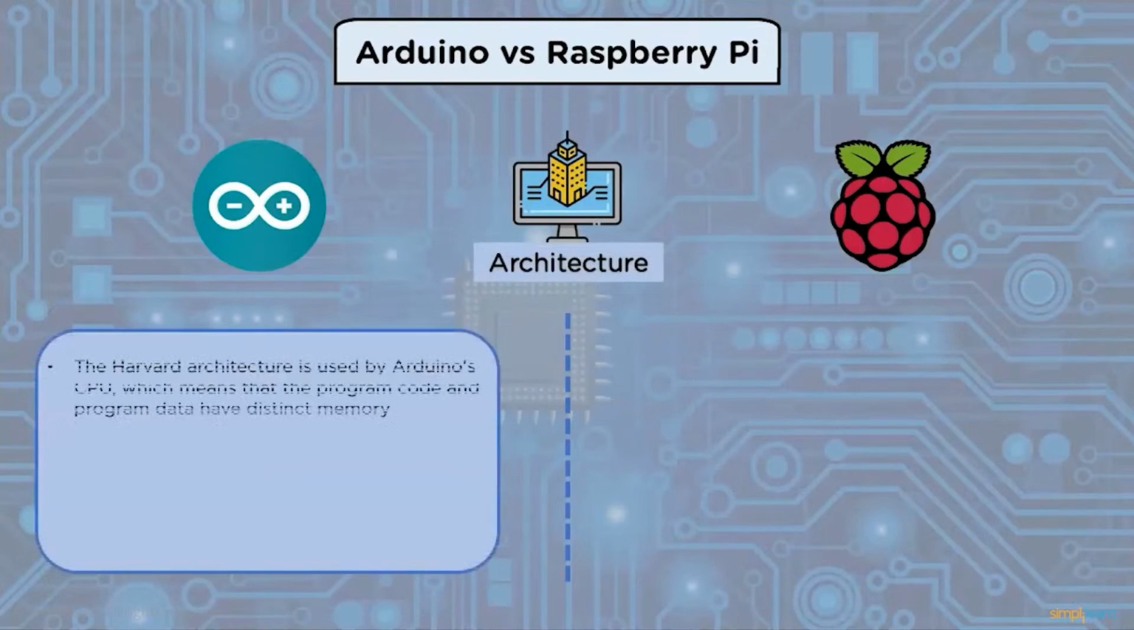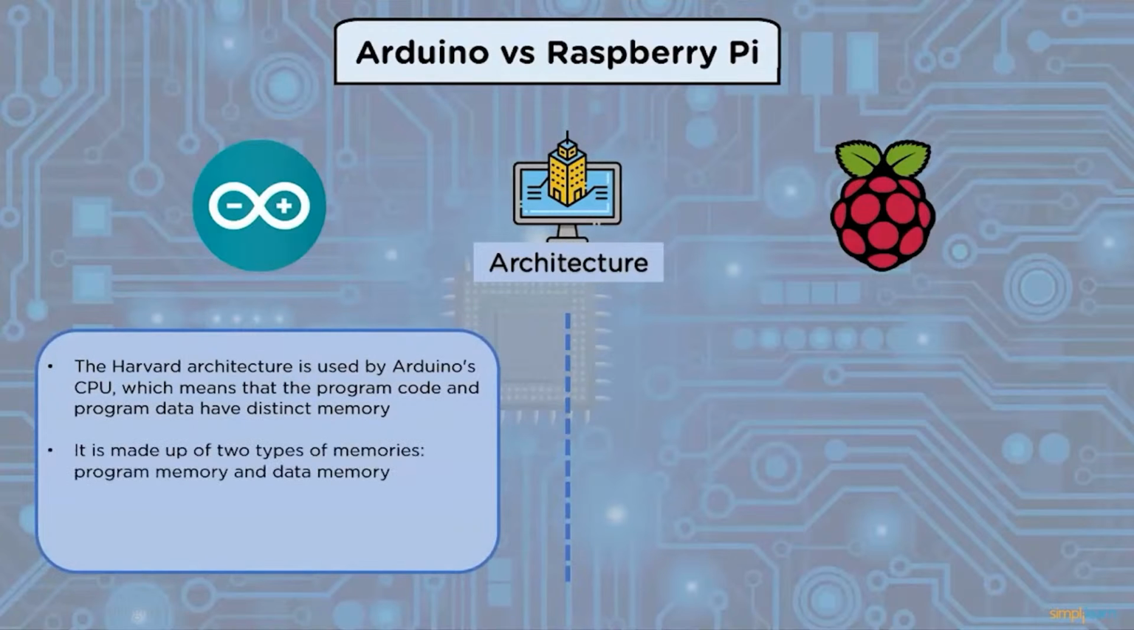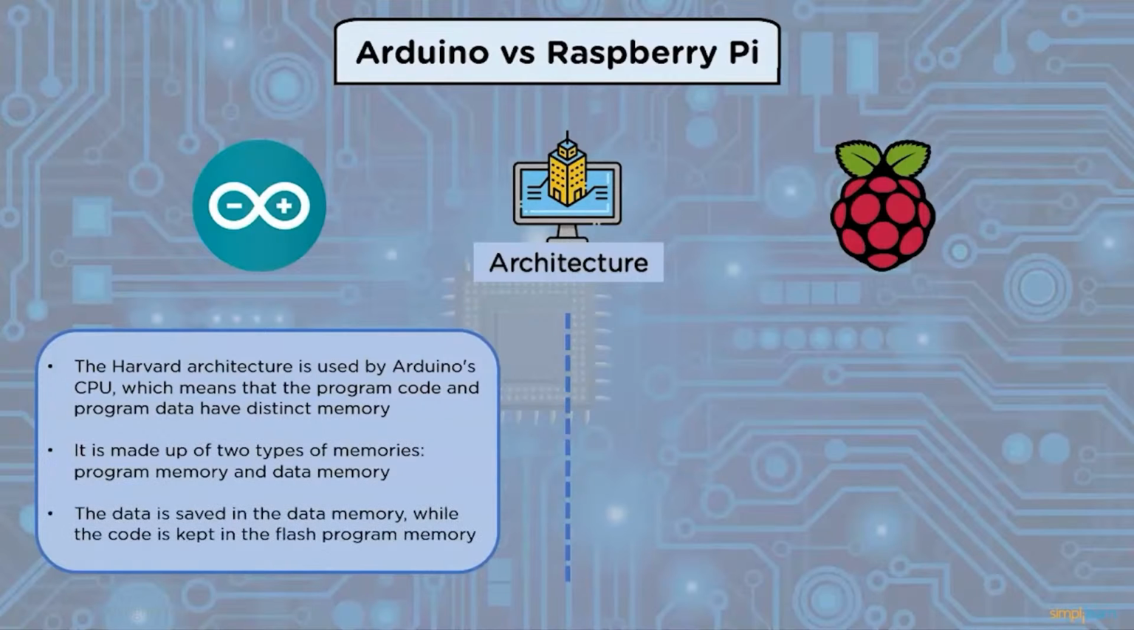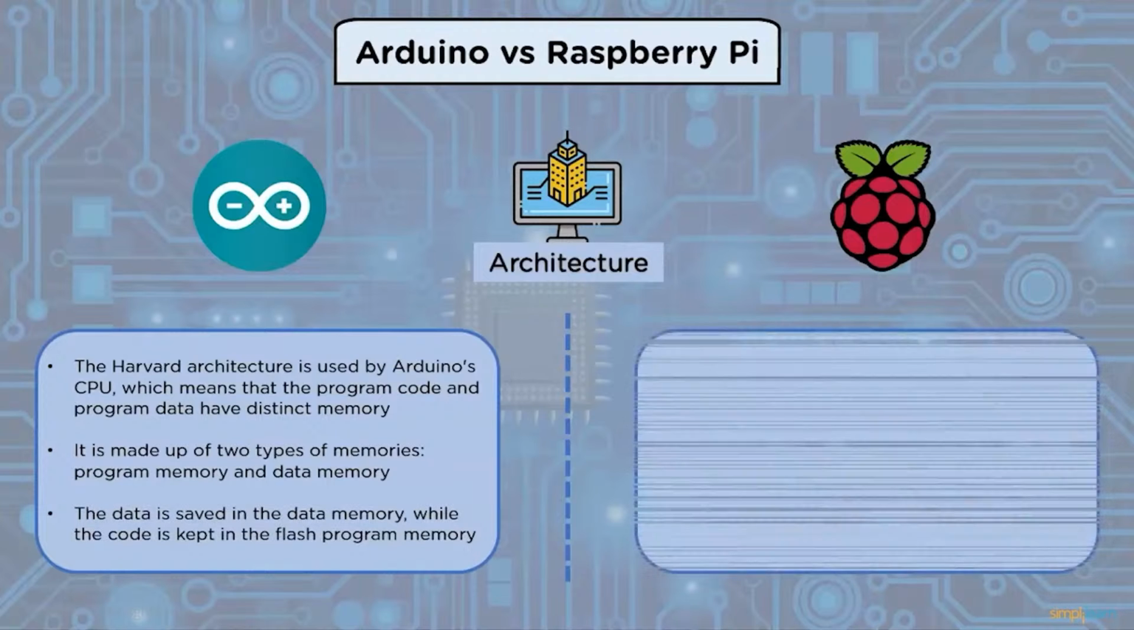Architecture. The Harvard architecture is used by Arduino's CPU, which means that the program code and the program data have distinct memory. It is made up of two types of memories, program memory and data memory. The data is saved in the data memory while the code is kept in the flash program memory.